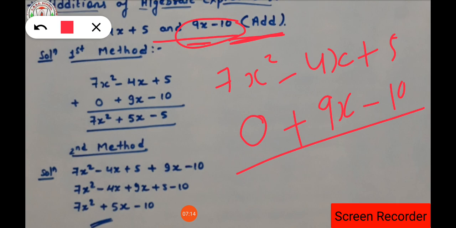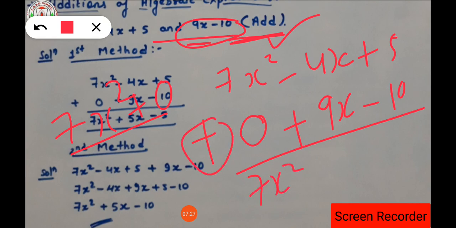Then what is asked to do? It is asked to add, so the addition sign will be there. Now 7x square plus 0 will be how much? 7x square itself. Plus and plus will be plus itself, then plus and minus will be minus. So minus 4x plus 9x, plus and minus will be minus itself. 9 minus 4 will be 5, so that answer will come here, 5.